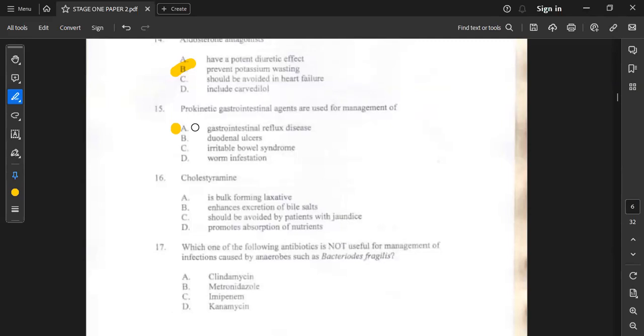Cholestyramine is a bulk forming laxative. It enhances the excretion of bile salts. It should be avoided by patients with jaundice and promotes the absorption of nutrients. Enhances excretion of bile.